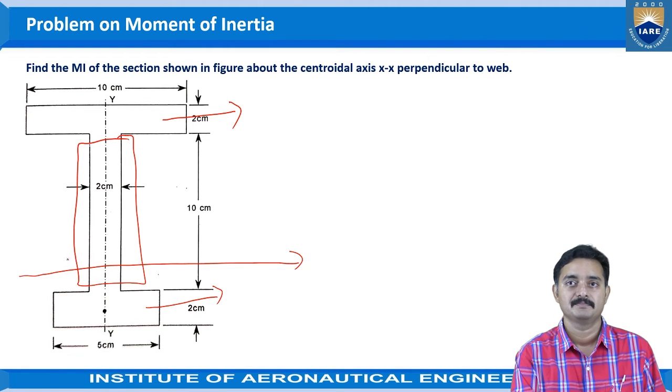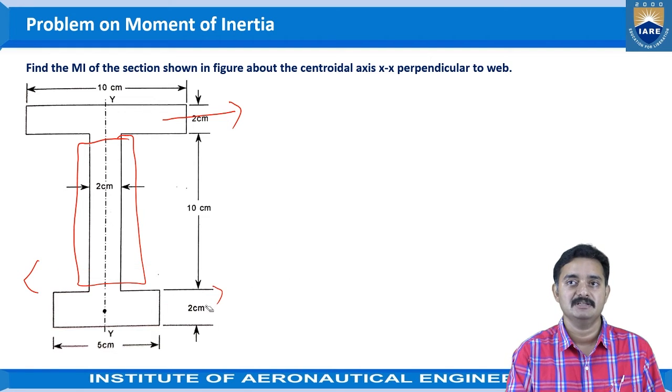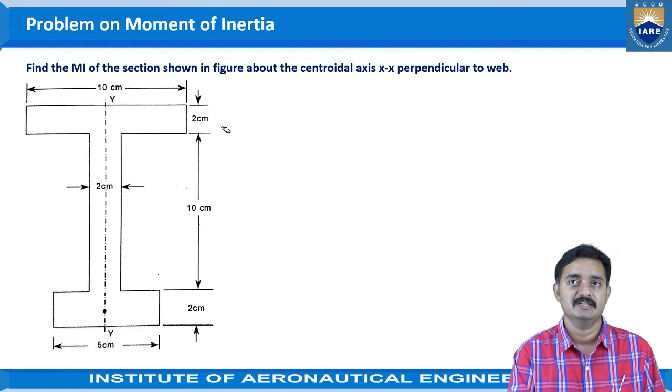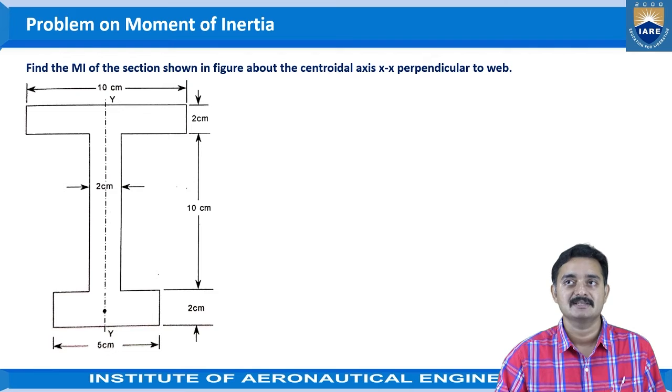So in this way, the axis should be. That is the question given here. The question given is: find the moment of inertia of the section shown in the figure about the centroidal axis xx perpendicular to breadth.